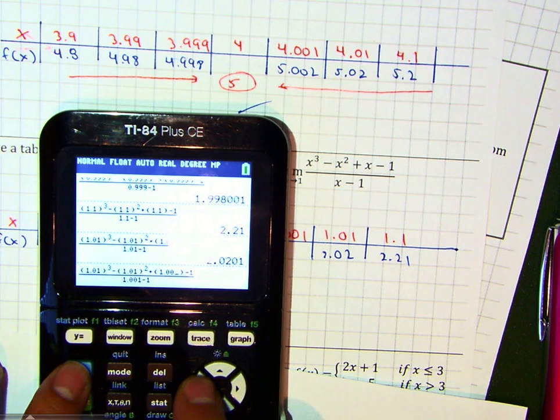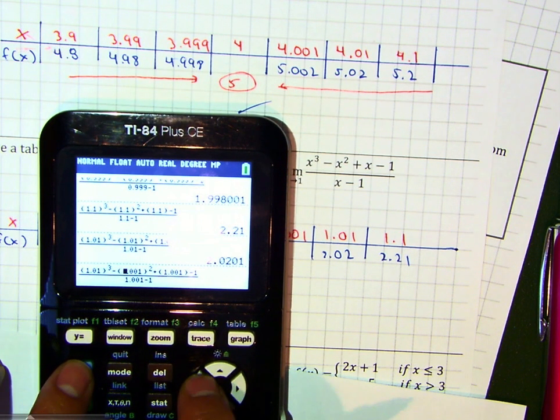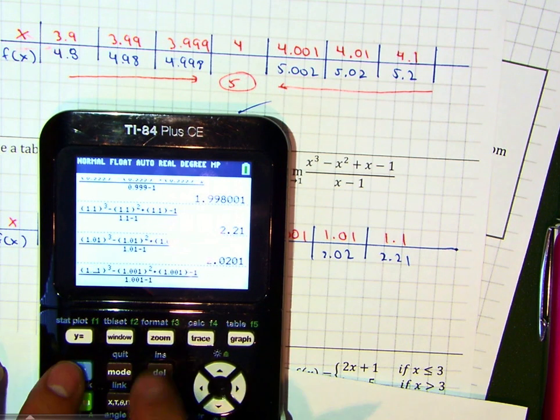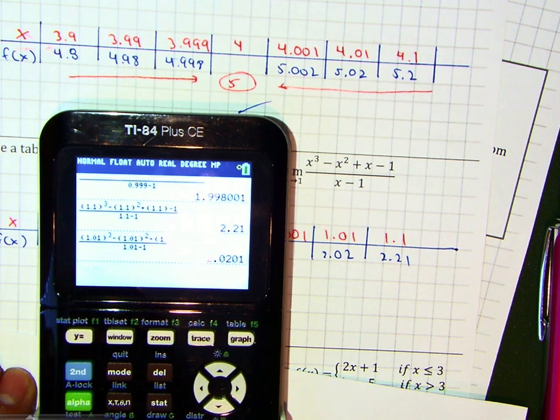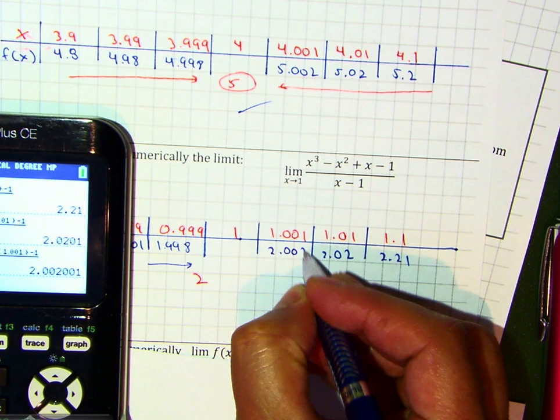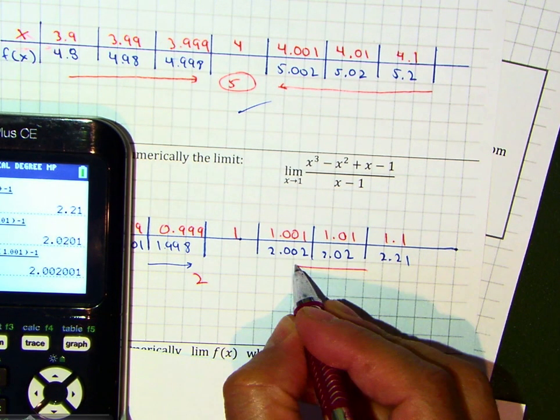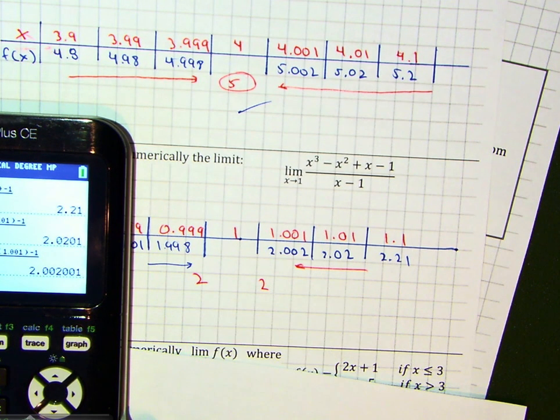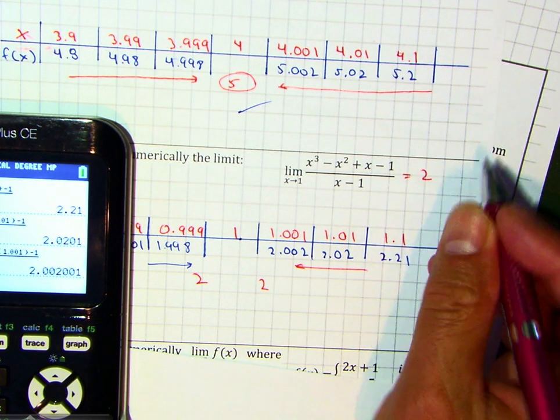And we'll look at the graph right now. We graphed this type of function, rational, back in chapter 4, I believe. And therefore, it gets closer and closer to 2.002. So therefore, from the left, it also approaches 2. So therefore, we can say that the limit is 2.